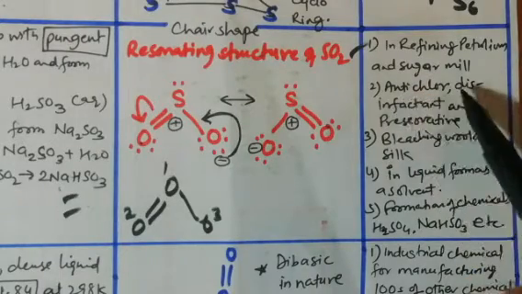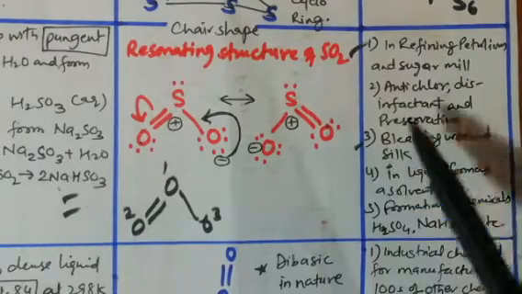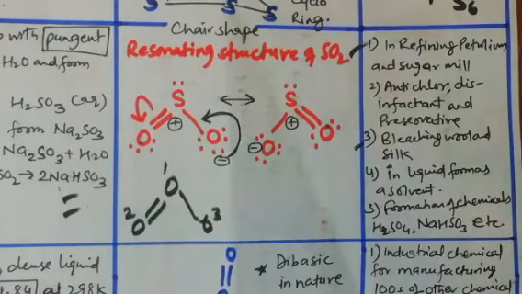If we talk about the uses, it is used in refining of petroleum and sugar mills. It is used as an anti-chlor, disinfectant and preservative also. It is used in bleaching wool and silk. It is used in liquid form as a solvent in the laboratory. It is used in the formation of chemicals like H2SO4 and sodium bisulfite also.